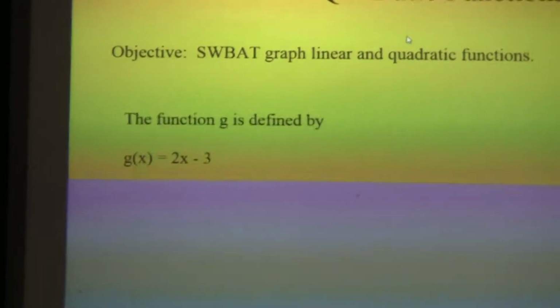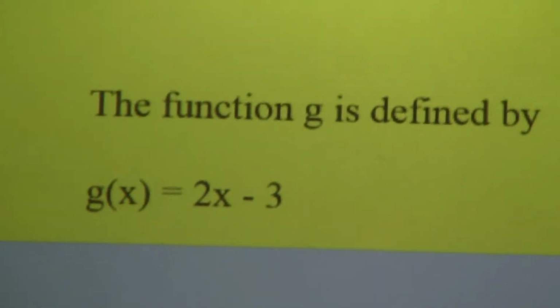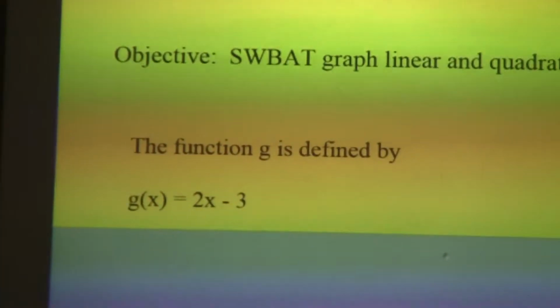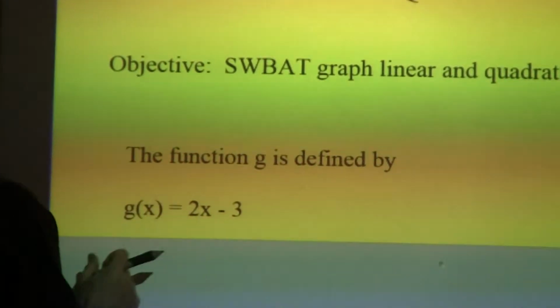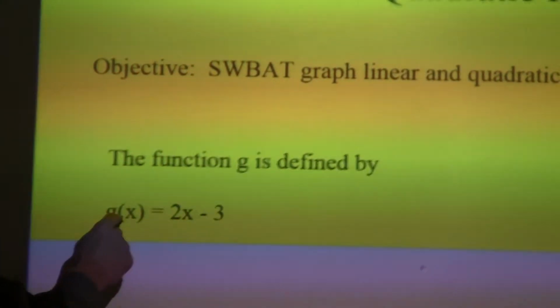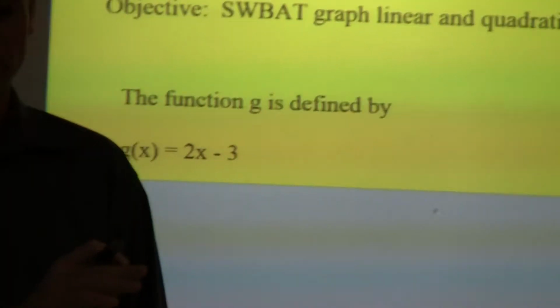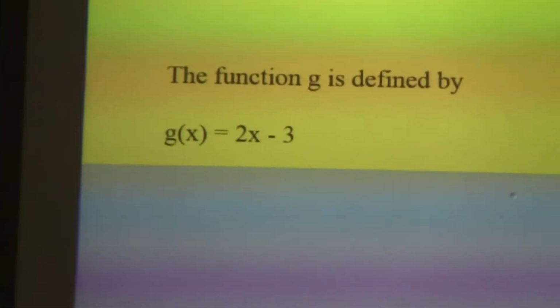The function g is defined by g of x equals 2x minus 3. We said earlier that this g of x can mean nothing more than y. It's the same thing as y. This is a function of x, so if I put a value in for x, I could get what the y would be, or what the function of x would be. Input, output. I don't want anybody confused on the terminology.